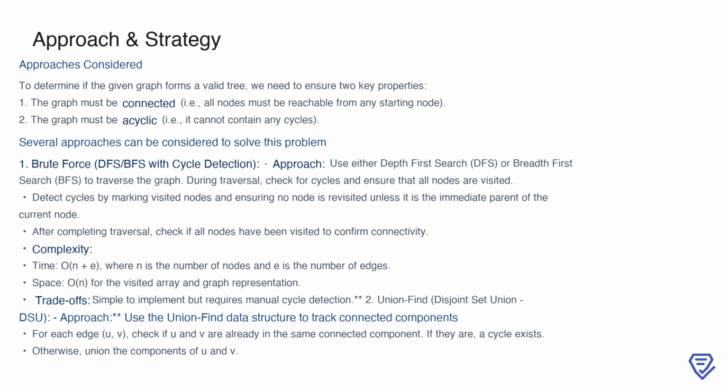Another approach is using the union-find data structure, which tracks connected components. By iterating through each edge, we can determine if two nodes belong to the same connected component, which would indicate a cycle. If not, we union their components to merge them. Both methods are viable, but they come with unique trade-offs in terms of complexity and implementation details.